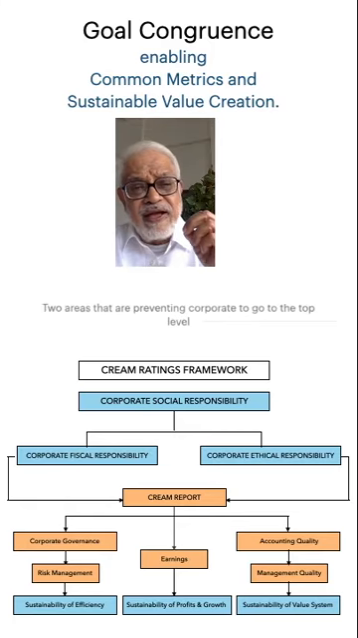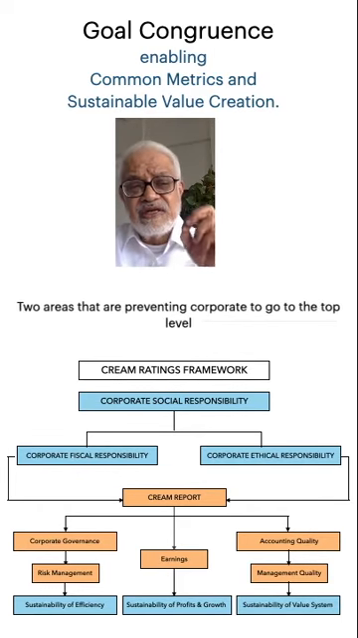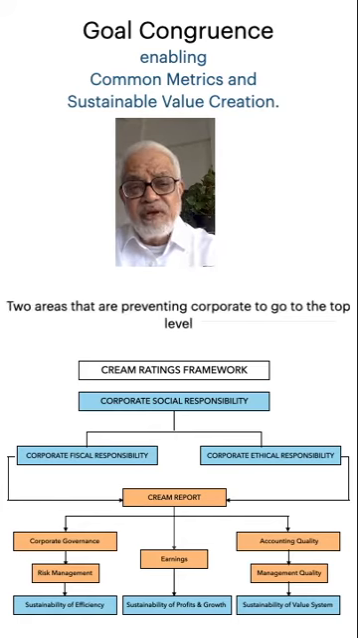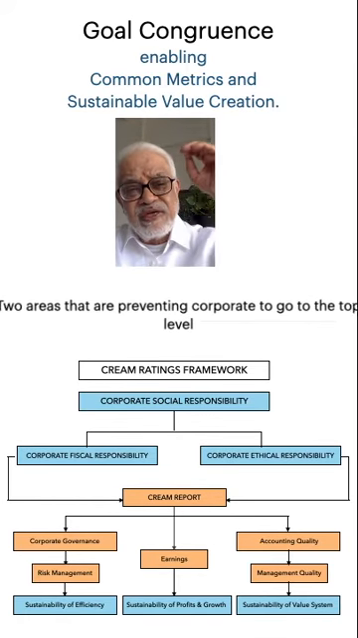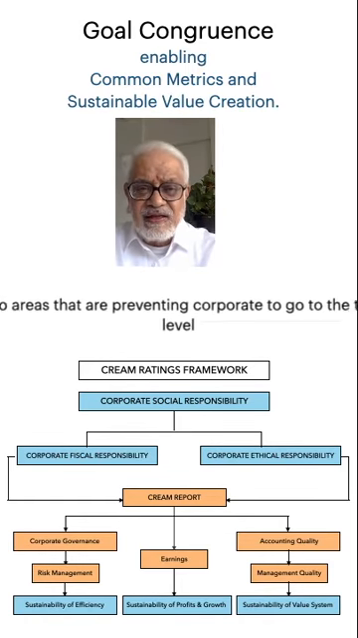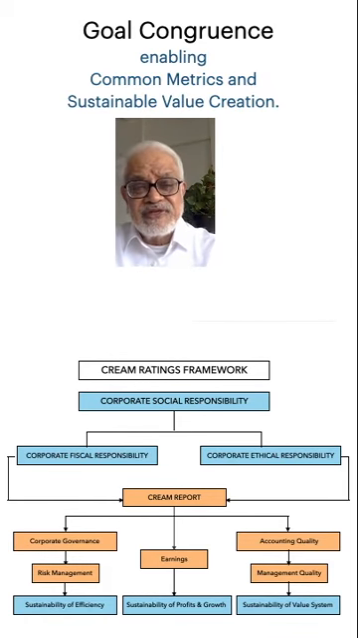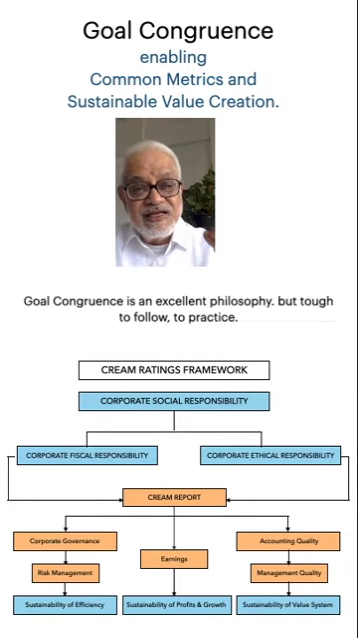I would like to highlight two areas that are preventing corporates from going to the top level. Let me go back to 1966 when, as far as I am concerned, I heard the expression goal congruence, which came in the book Management Control Systems by Anthony, Dearden and Matson. Goal congruence is an excellent philosophy, but it's tough to follow, to practice.